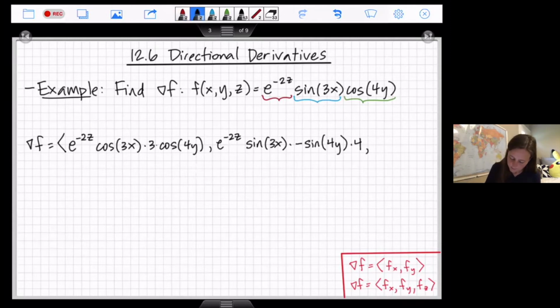So we're going to take the derivative of e to the minus 2z, which is, e is its own derivative. Leave the inside function alone. Multiply by the derivative of the inside function. So multiply by negative 2. Okay, and then the sine 3x, cosine 4y are just constants that we're going to leave going along for the ride.